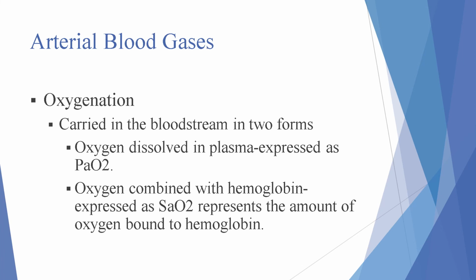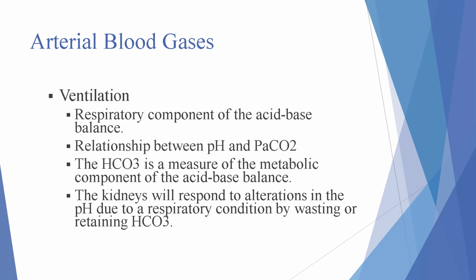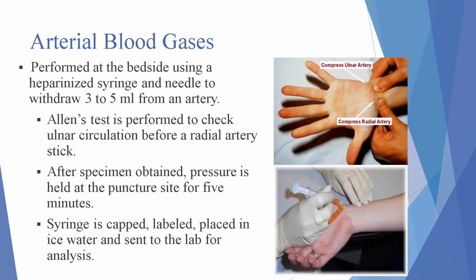Oxygen is carried in the bloodstream in two forms: oxygen dissolved in plasma expressed as PaO2, oxygen combined with hemoglobin expressed as SaO2. Arterial blood gas ventilation, respiratory components of the acid-base balance, relationship between pH and PaCO2. The HCO3 is measured as the metabolic component of the acid-base balance. The kidneys will respond to alterations in the pH due to respiratory conditions by wasting or retaining HCO3. So here's how we get an ABG. Make sure we do the Allen test. Make sure both arteries are working.